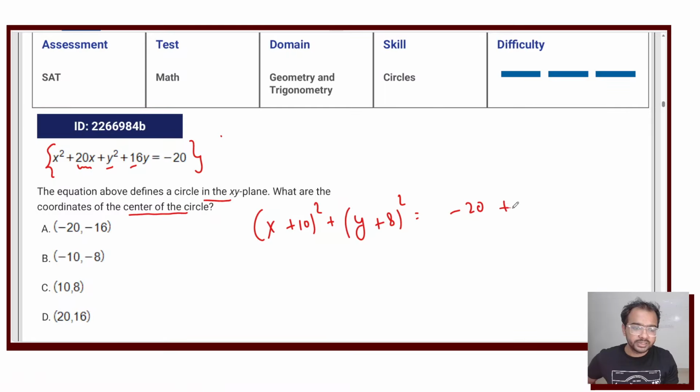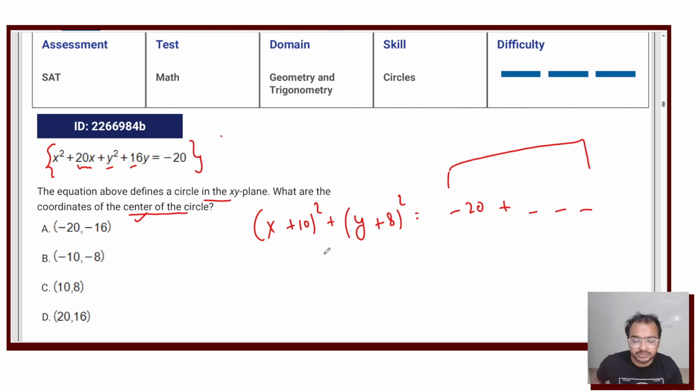On the other side also I need to make certain changes, but you can see that we are interested in the coordinates of the center, so we don't need to see what's happening on the other side. That will only be required when you need to find the radius. Plus 10 becomes negative 10, plus 8 becomes negative 8. So negative 10 and negative 8 will be the center coordinates. This is how we can do it.